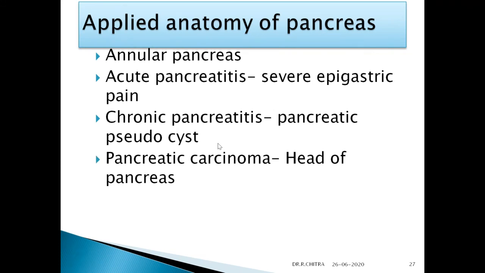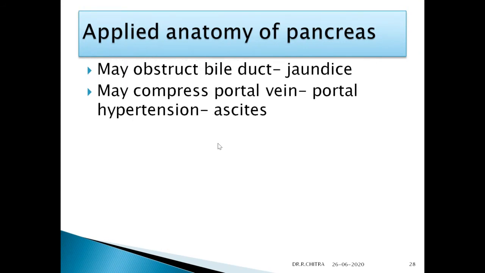Pancreatic carcinoma mainly involves the head of the pancreas. So this may obstruct the bile duct, so the patient's complaint will be only jaundice. The problem is in the head of the pancreas, but the presentation is like jaundice. We have to investigate and find out. Sometimes this carcinoma may compress the portal vein, so the presentation of the patient may be portal hypertension and ascites. We have to confirm whether carcinoma of the head of the pancreas is present.